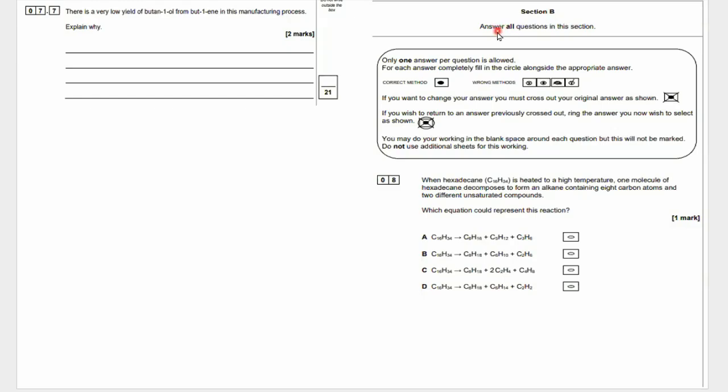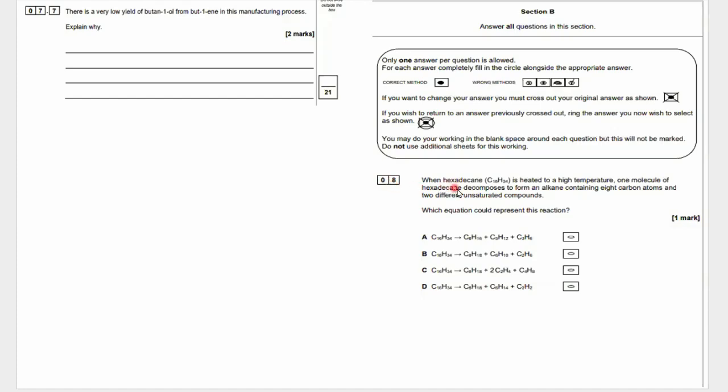Okay, section B, this is the multiple choice. Answer all the questions in this section. Only one answer per question is allowed. For each answer, completely fill in the circle alongside the appropriate answer. That's the correct method, little circle filled in. If you want to change or cross out your answer, that means your answer's wrong. If you then go back and have triple second quadruple thoughts and think, oh, that one's right, you circle it like that. Okay, let's go.